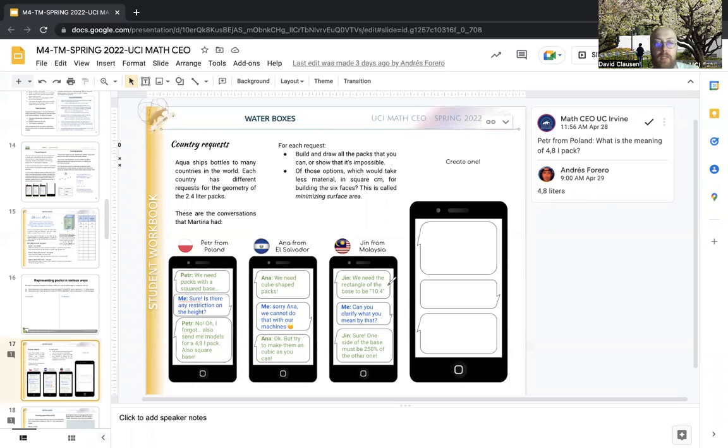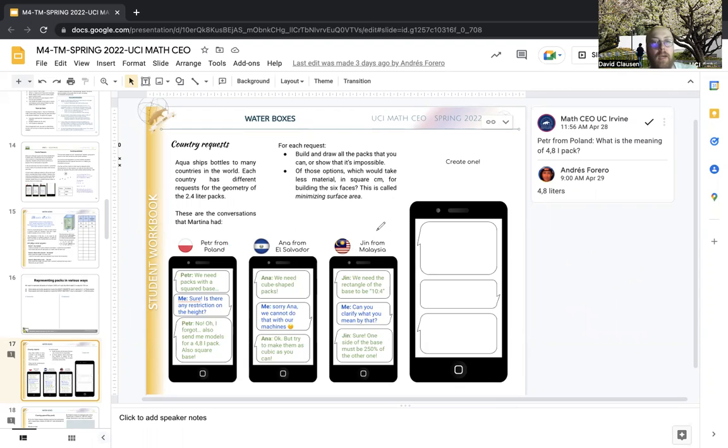For the last one, they want one of the sides of the base to be 2.5 times the other one. So if there was a 4 here, there could be a 10 here, and then a 60 here. That could be one example, or it could be something like 8, 20, and 15. That's an example of what Jin from Malaysia wants.